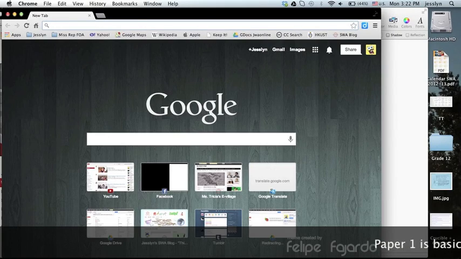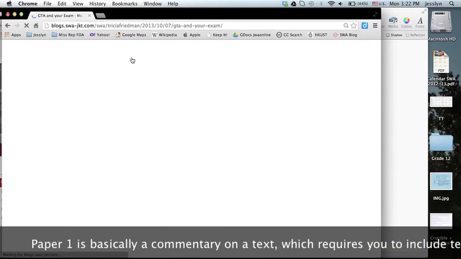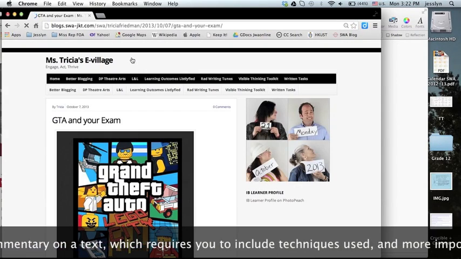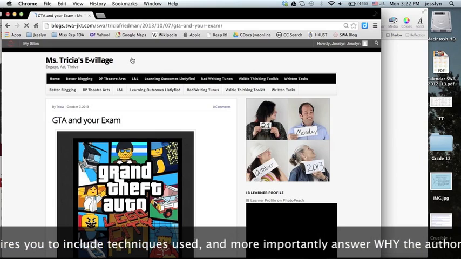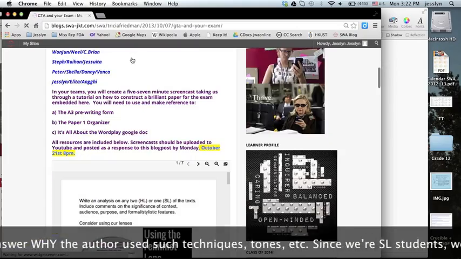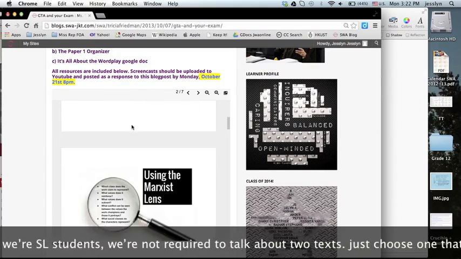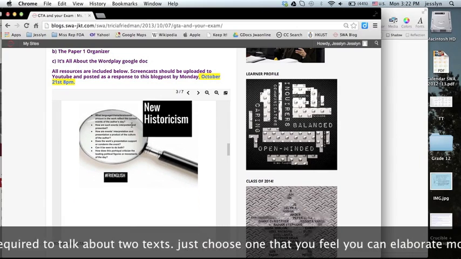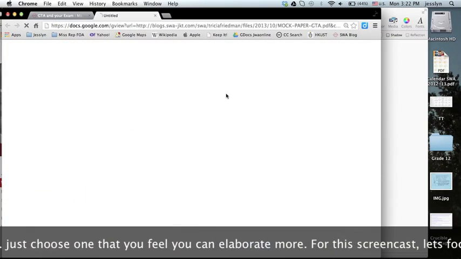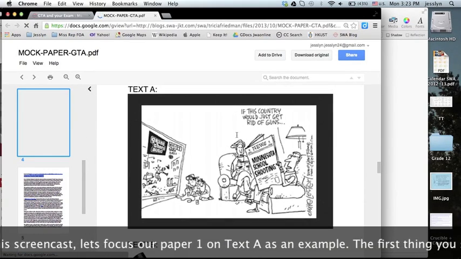Paper 1 is basically a commentary on a text, which requires you to include techniques used and, more importantly, answer why the author used such techniques, tones, and etc. Since we're SL students, we're not required to talk about two texts. Just choose the one that you feel you can elaborate more. For this screencast, let's focus our paper 1 on the text A as the example.